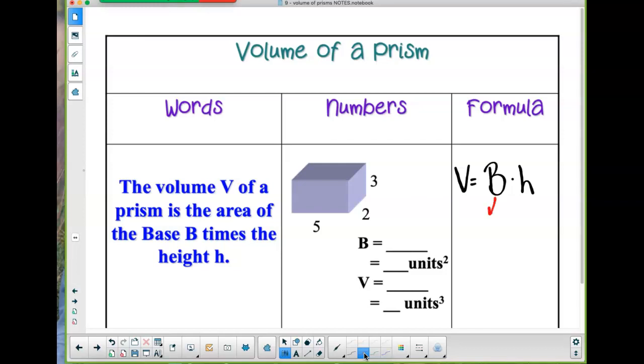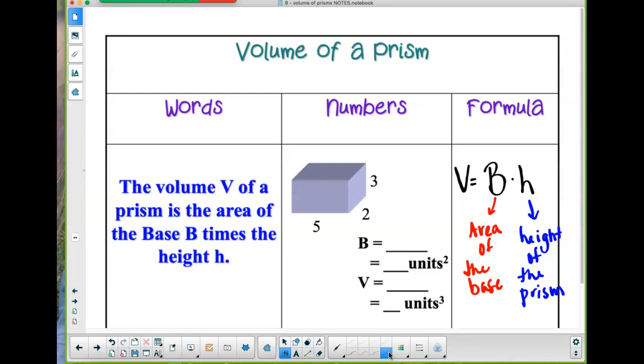Okay, the capital B stands for area of the base. And the H stands for height of the prism. Okay, so area of the base times the height of the prism. And that'll work for any prism, whether it's a triangular prism or a rectangular prism.